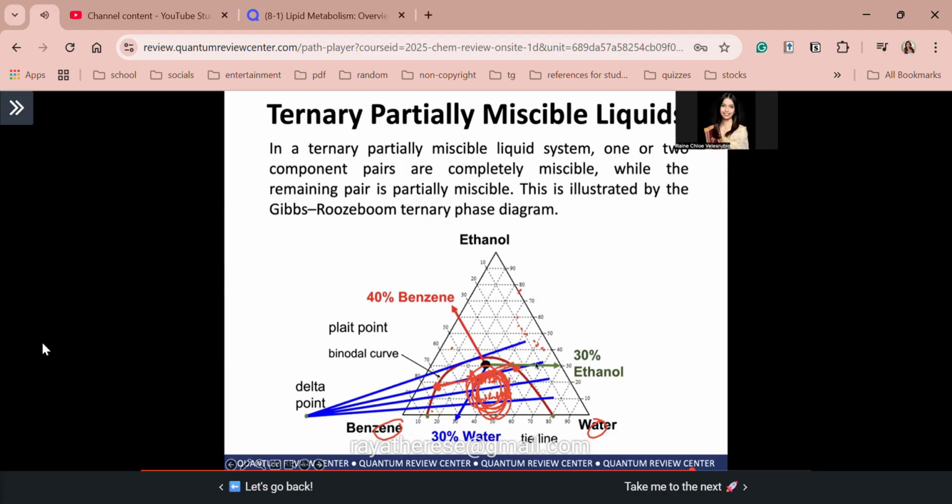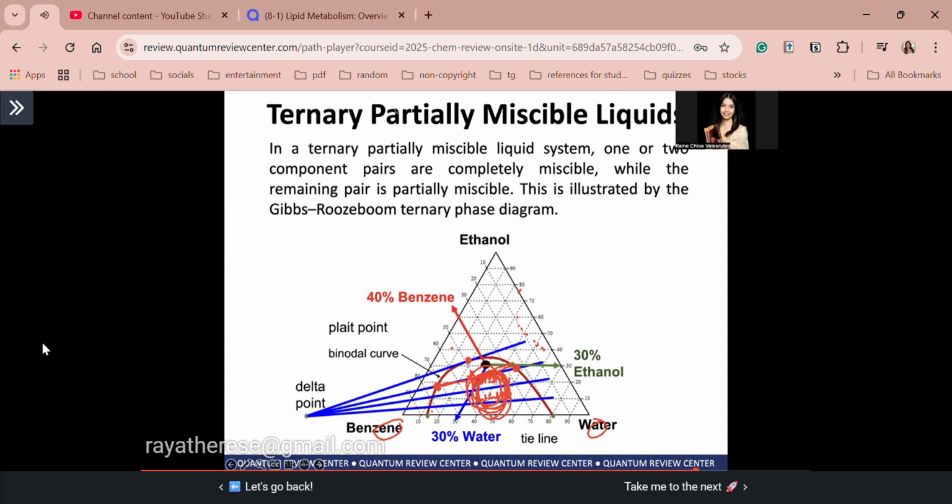Now, what is the plait point? Let's say the plait point is over here. The plait point is the point at which the two phases become indistinguishable because they contain equal amounts of both phases. Again, at the plait point, you can no longer distinguish benzene and water from each other. At this point, they have equal amounts of benzene and water.